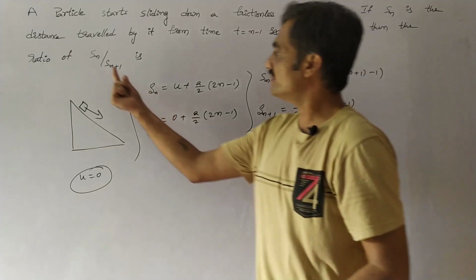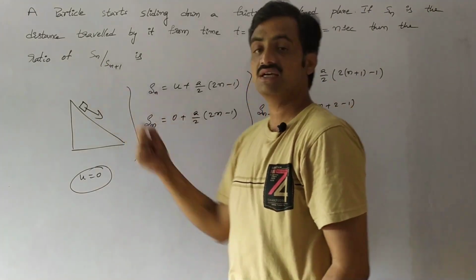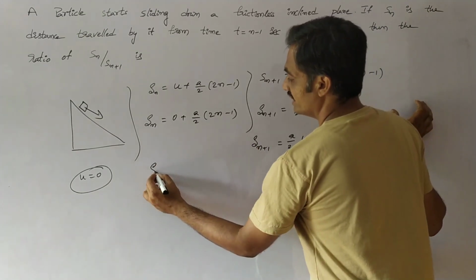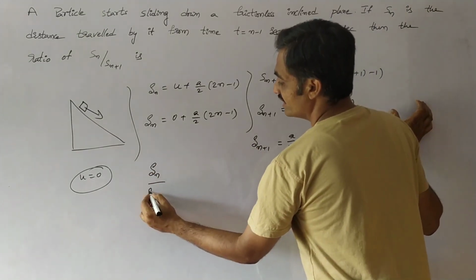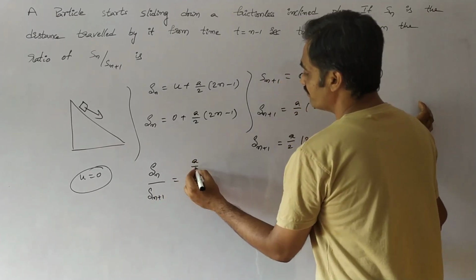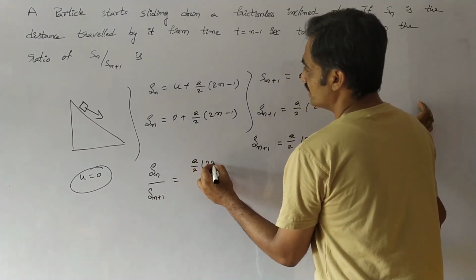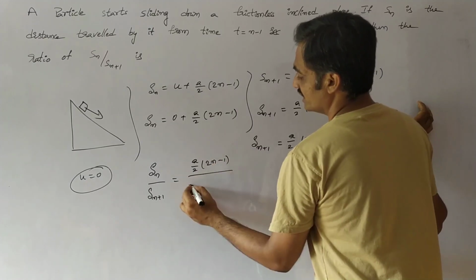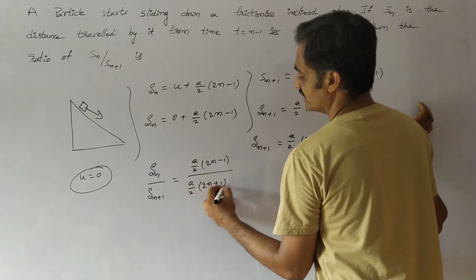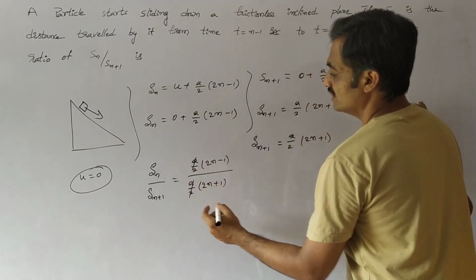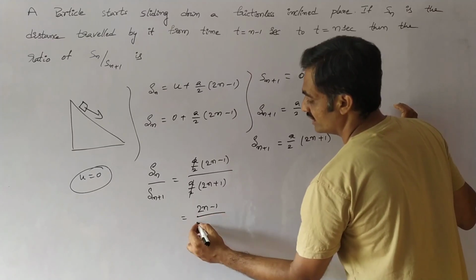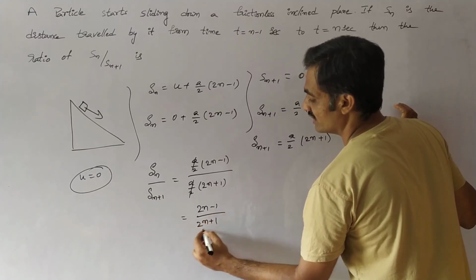Now we have to find the ratio of S suffix n by S suffix n plus 1. If we divide these two equations, we get S suffix n by S suffix n plus 1 equal to a by 2 into 2n minus 1 by a by 2 into 2n plus 1. Here a by 2 gets cancelled, so we get the ratio as 2n minus 1 by 2n plus 1.